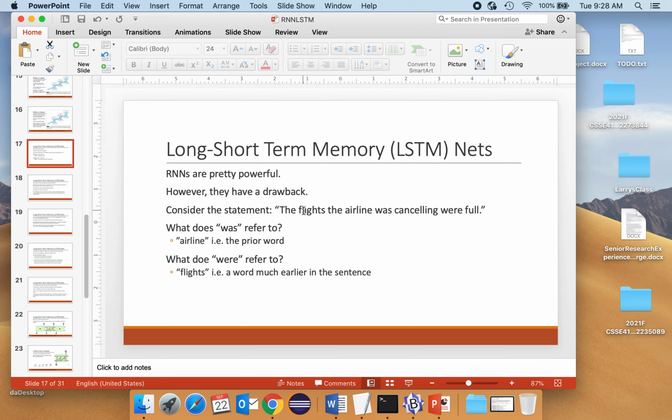One way to look at it is, in order to process this one over here, we need to do something with flight so that we can remember it when we're over here. It's easy to remember things that just immediately happened before, but this long-term relationship is hard to maintain.